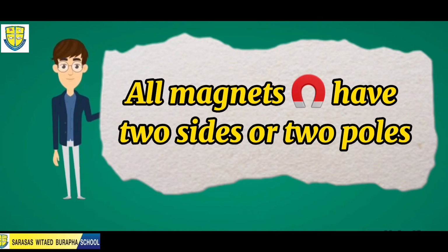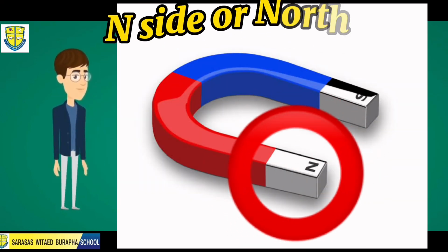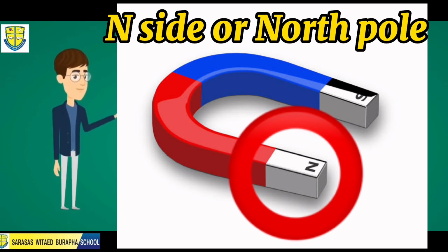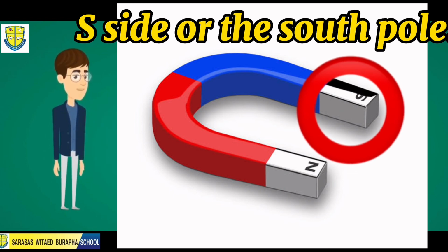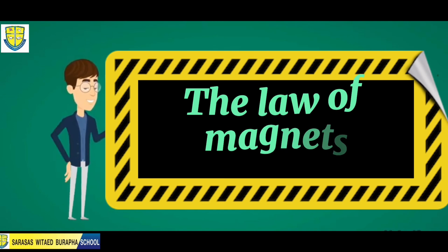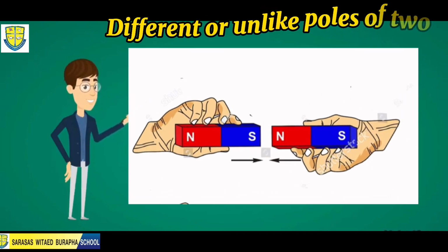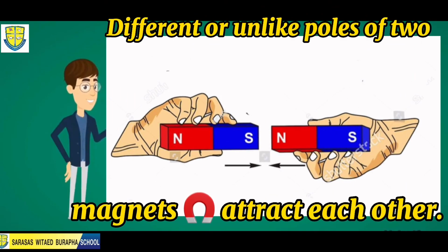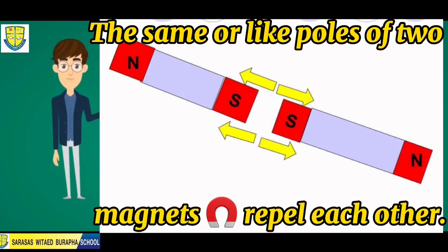All magnets have two sides or two poles. We have the N side or the North Pole, and we also have the S side or the South Pole. Now, let's discuss the law of magnets. Different or unlike poles of two magnets attract each other, while the same or like poles of two magnets repel each other.